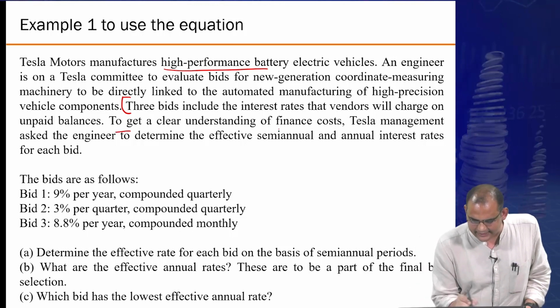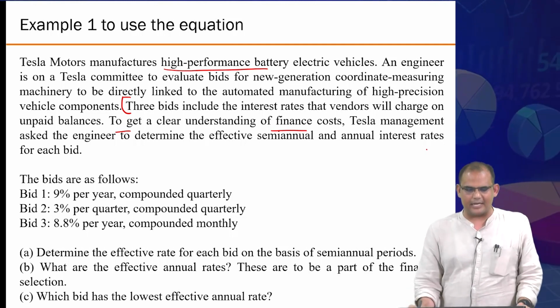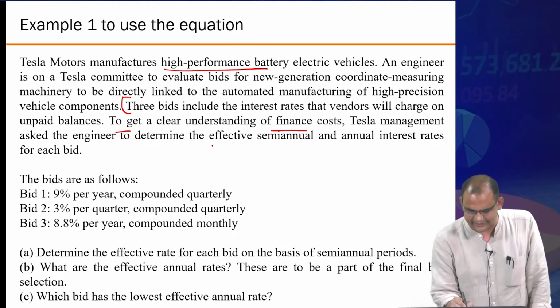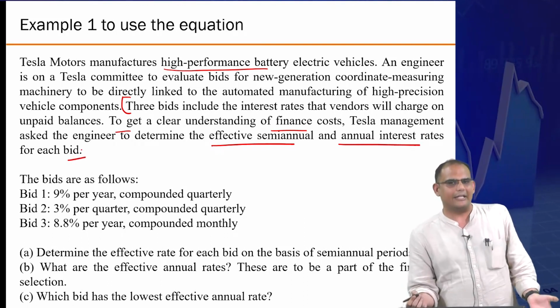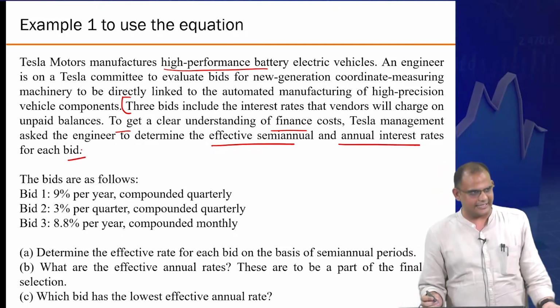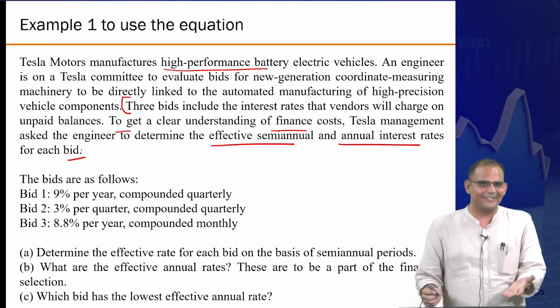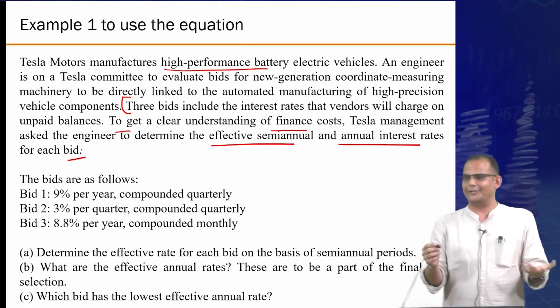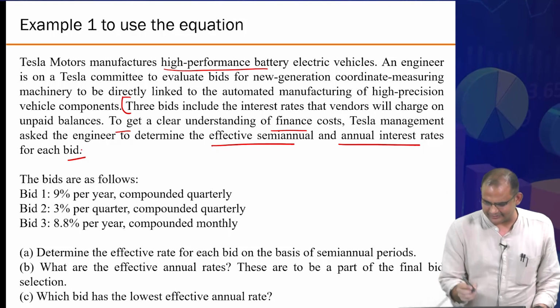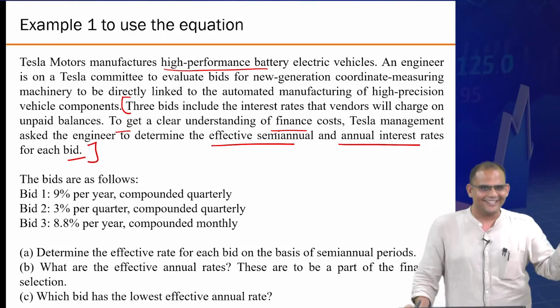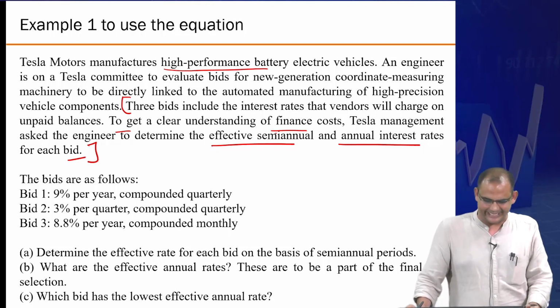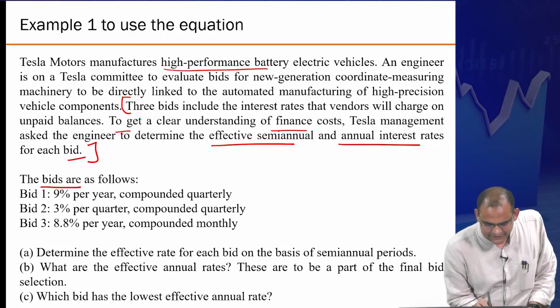To get a clear understanding of the finance cost, Tesla management asked the engineer to determine the effective semi-annual and annual interest rate for each bid. I don't know why this Tesla management is asking for an effective semi-annual as well as an effective annual rate, because you can make a decision on any one unit. It's not going to change. But yeah, I think this Tesla management would have been my brother or something who wants to make your life complicated, right? So the bids are as follows.